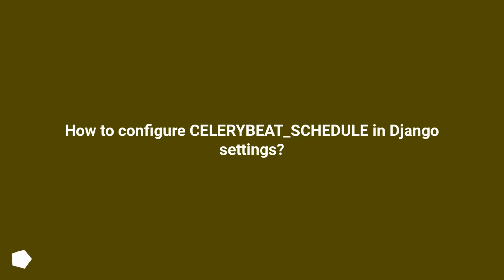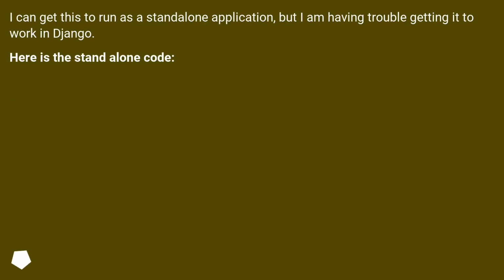How to configure celery beat_schedule in Django settings? I can get this to run as a standalone application, but I am having trouble getting it to work in Django. Here is the standalone code.